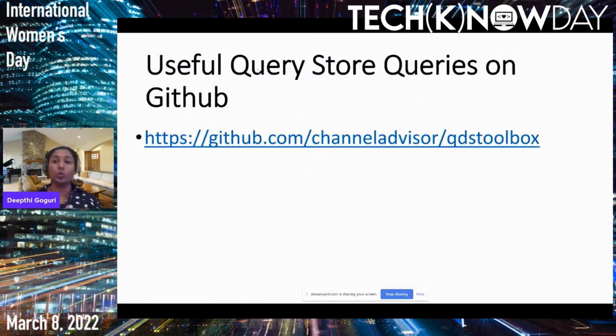And QDS Toolbox is something from Channel Advisor. They have some queries which are very useful. They have created these queries, querying the catalog views for the query store. They are a collection of queries that are very useful and free to use. They have a GitHub repo, and this is a link for it. You can go ahead and use it. Once you enable the query store on your databases, these are very useful queries. So check it out.